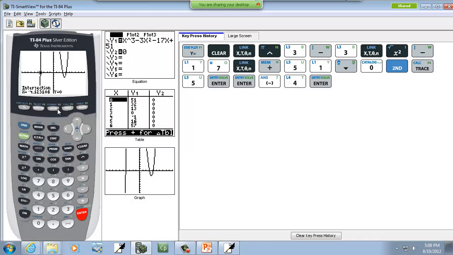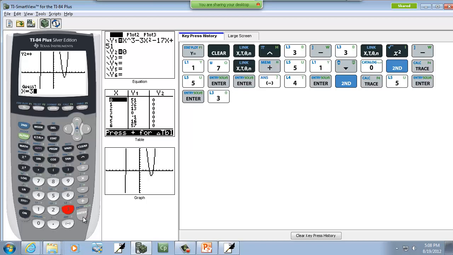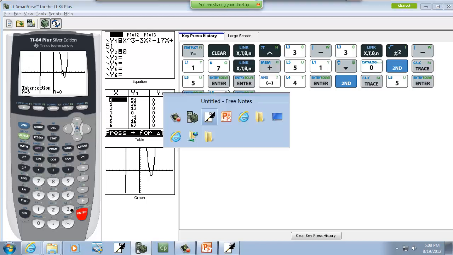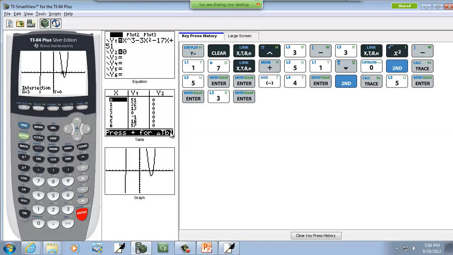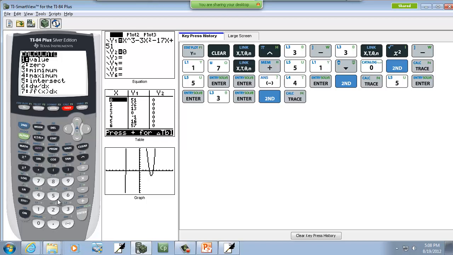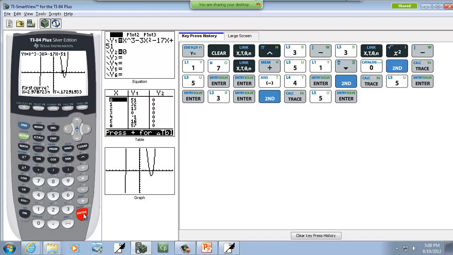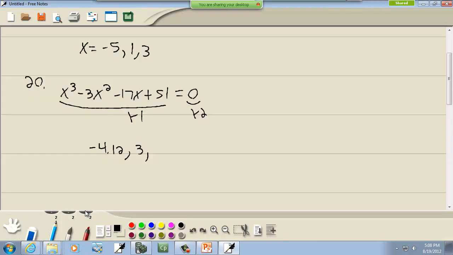And let's find the next one. Looks like 3. So I'll do second, trace, choose intersect, enter on first curve, enter on second curve, and I'll put 3 in. Yep, that's 3. And then let's find our other one. Looks like maybe a 4. So I'll do second, trace, choose intersect. I press number 5. Enter on first curve, enter on second curve, and we put 4 in. And I get 4.12.